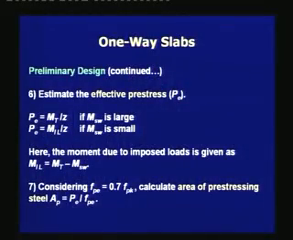In the 7th step, we are considering that the effective prestress is about 70% of the characteristic strength of the prestressing steel. From that, we are calculating the area of prestressing steel. AP is equal to PE divided by FPE. Thus, first we have estimated the effective prestress, the effective prestressing force in the tendons. From there, we have an estimate of the amount of prestressing steel for the chosen width of the slab.